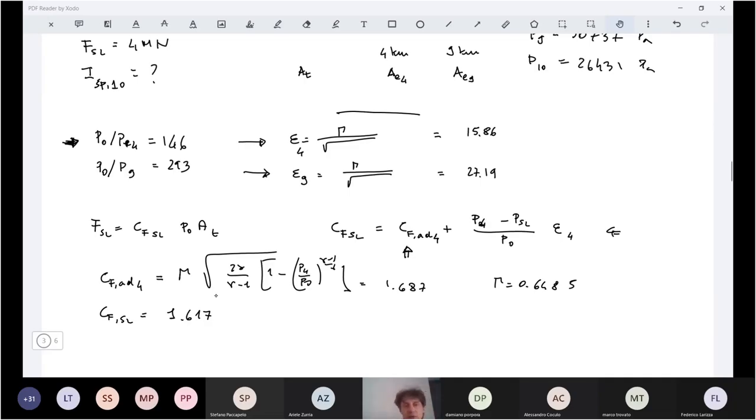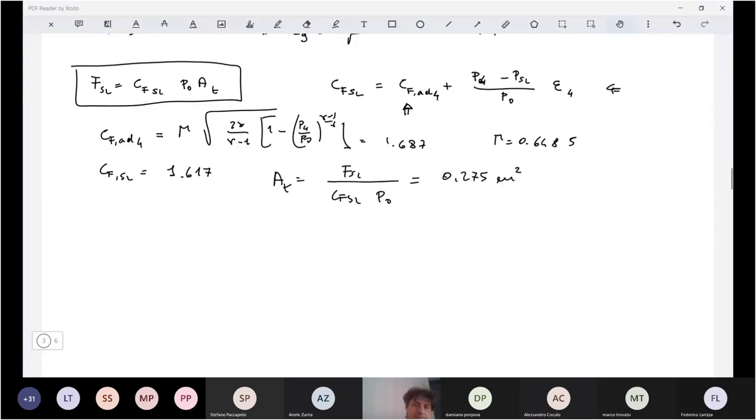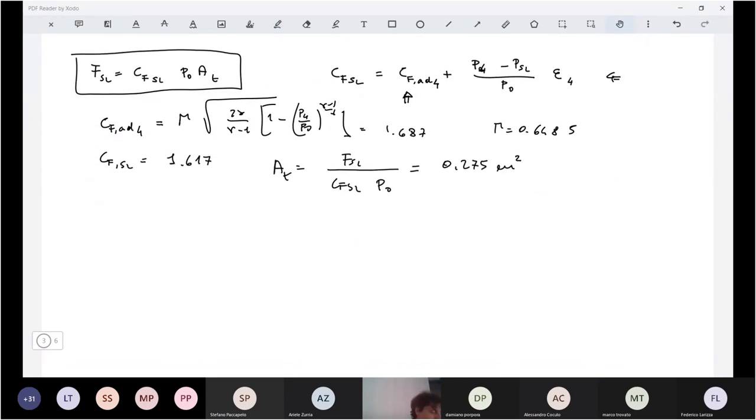We go back to our relation that we have here for AT. FSR over CFSR P0, and it results that it is 0.275 square meters. So that, as we know, our epsilon, we have A4 is equal to 4.36 square meters, and A9 is 7.5 square meters.